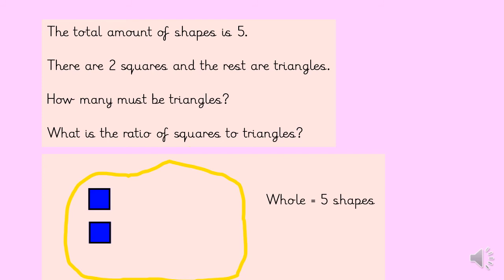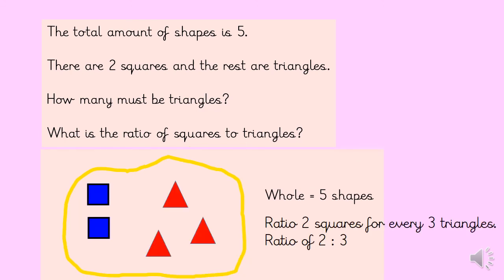Once you understand what the whole amount is, you can start to work the other way, like in this problem. So for this example, I know that the total amount of shapes is 5. There are 2 squares and the rest of the shapes are triangles. So how many shapes must be triangles, and what is the ratio of squares to triangles? Pause the video and see if you can work out the answer.